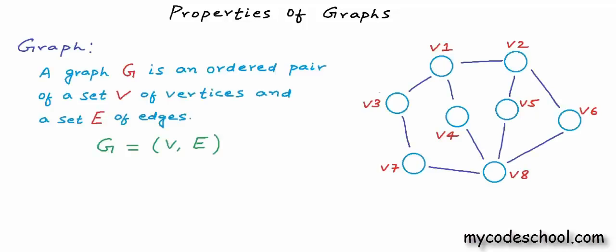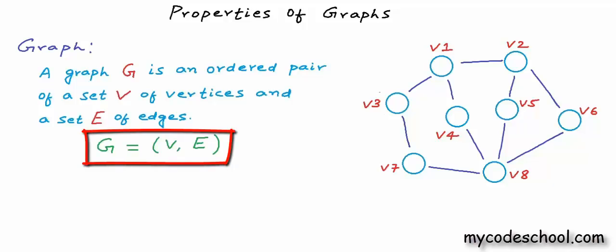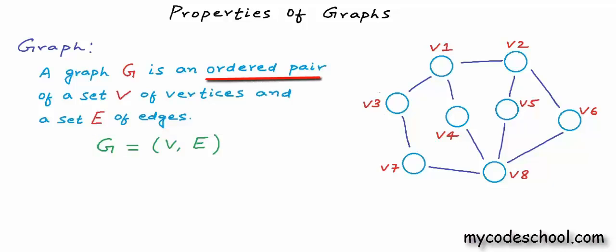A graph can be defined as an ordered pair of a set of vertices and a set of edges. We use this formal mathematical notation G = (V, E) to define a graph. Here V is set of vertices and E is set of edges. Ordered pair is just a pair of mathematical objects in which order of objects in the pair matters. It matters which element is first and which element is second in the pair.